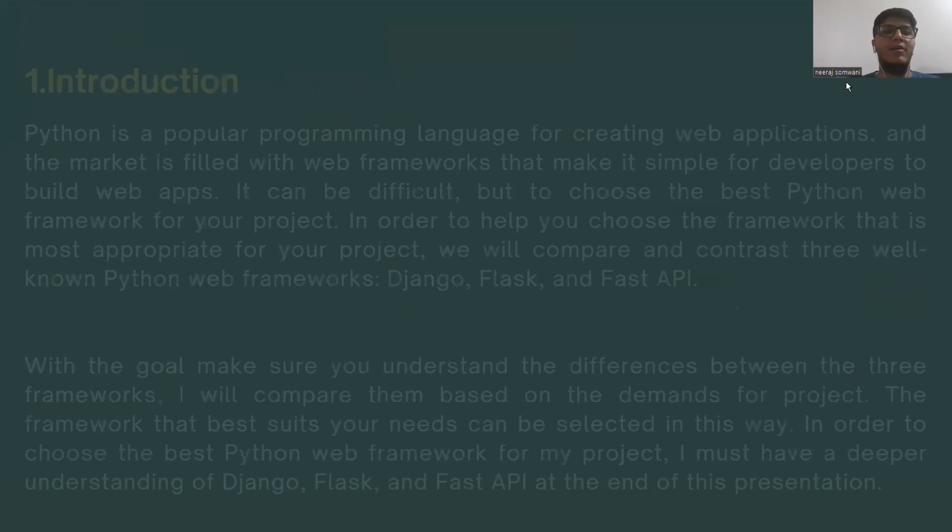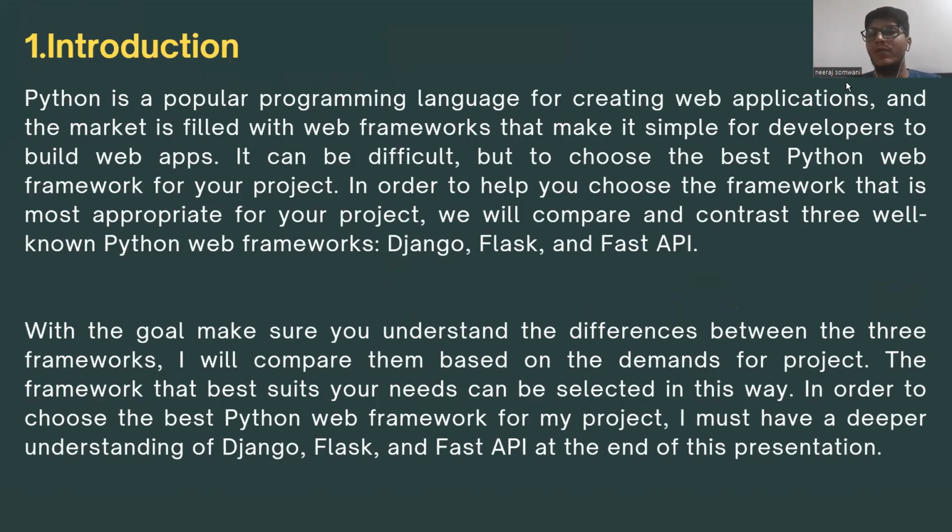So the introduction part. As we all know, Python is a very popular programming language for creating web frameworks, and there are a lot of frameworks in the market. So the developers are a little bit confused about which framework they should choose for their web applications in Python. In order to choose the best framework, we will compare all the frameworks appropriately for the project, like Django, Flask, and FastAPI, all of these three. At the end of this presentation, we will know all about these frameworks, which I will present to you.